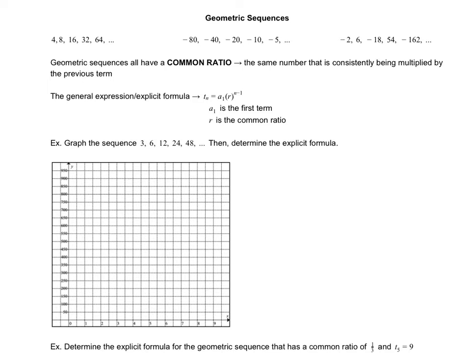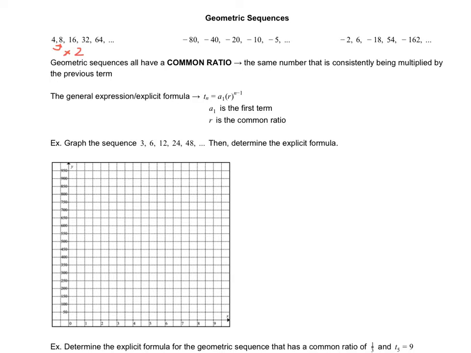So for the first one, 4, 8, 16, 32, 64, I see there is no common difference because from 4 to 8, you're adding 4. From 8 to 16, you're adding 8. That is not the same number. So what I do notice instead is that from 4 to 8, I am multiplying by 2. I'm doubling. And then 8 times 2 is 16. 16 times 2 is 32, and so on.